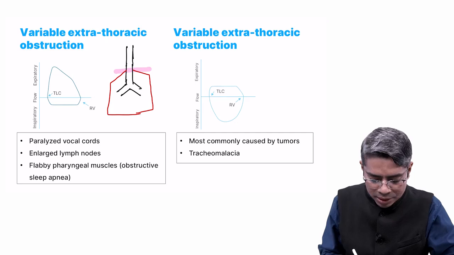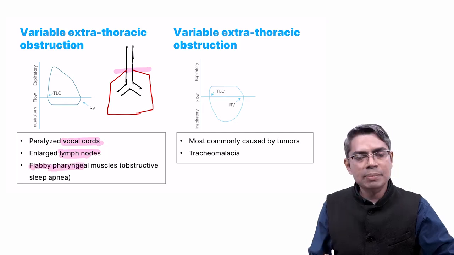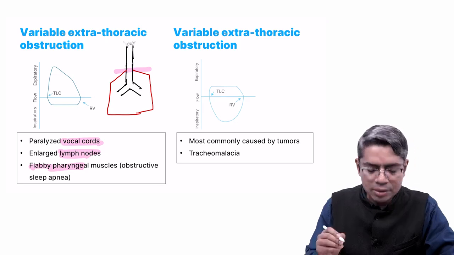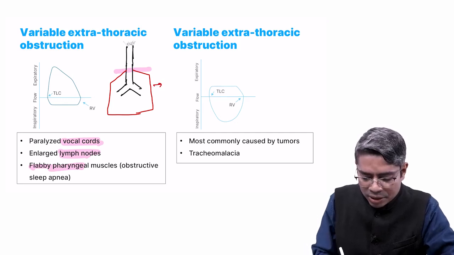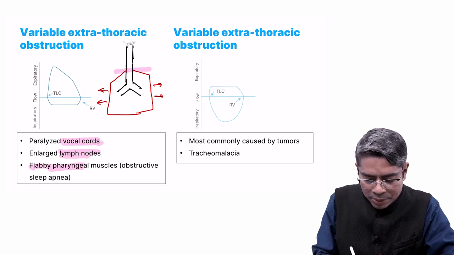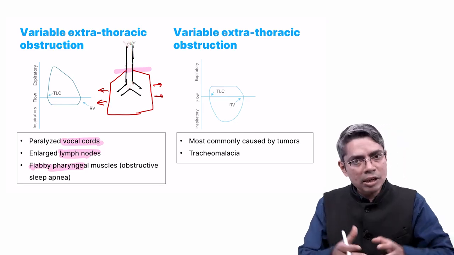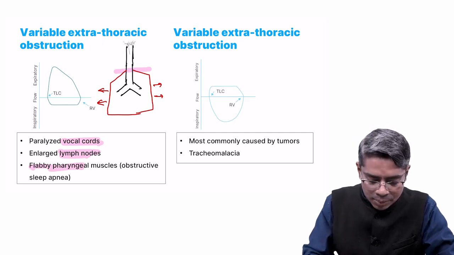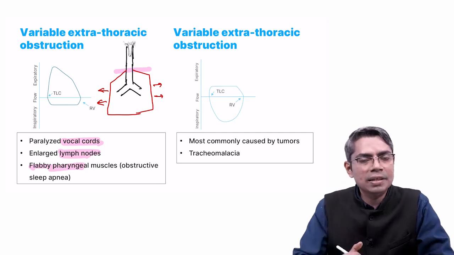For example, paralysis of the vocal cord, enlarged lymph node, flabby pharyngeal muscles. So, if there is a paralysis of the vocal cord here, what will happen? Whenever the person takes inspiration, there will be expansion of the thoracic cavity. Whenever there is expansion of the thoracic cavity, air will be sucked into the lung. Along with that air, the vocal cord will also be sucked inside the trachea.